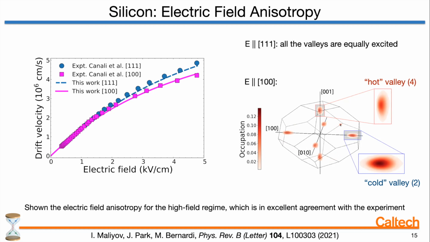So then when you apply the electric field in the 111 direction, due to the crystal symmetry, all of these valleys will be equally excited. However, if you apply your field in the 100 direction, you can see just from geometrical reasons, because of this ellipsoidal shape of the valley, that we will get 2 so-called cold valleys and 4 hot valleys. So the hot valleys will be more depleted, and the cold valleys will be more occupied. Because of this effect, we get this electric field anisotropy that we can reproduce using the Perturbo code.